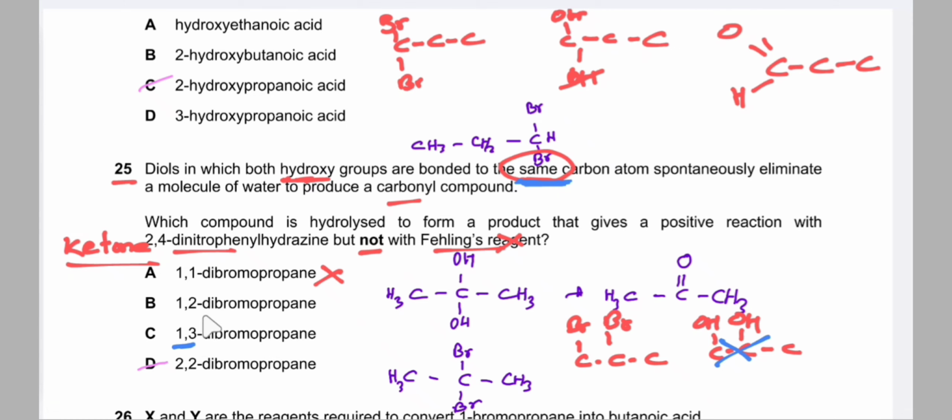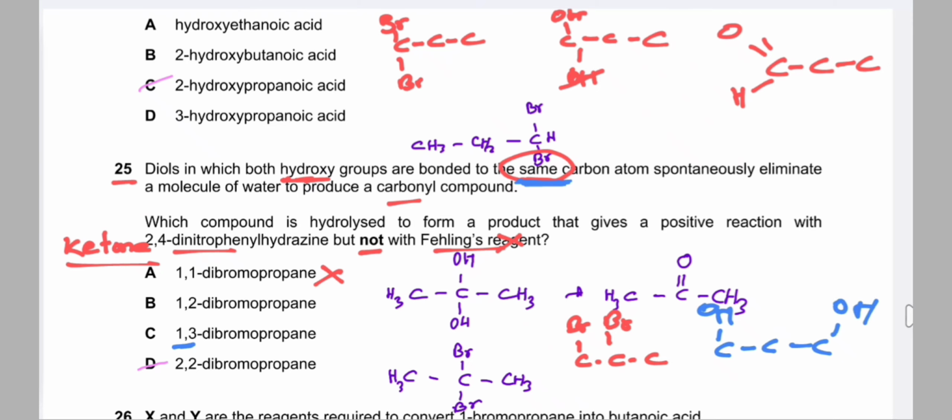Again, 1,3, that means 1,3-dibromopropane. So for 1,3-dibromopropane, meth, eth, propane, 1-bromo and 3-bromo. This is hydrolyzed to form OH, so Br is replaced by OH. So again, here we can see that.